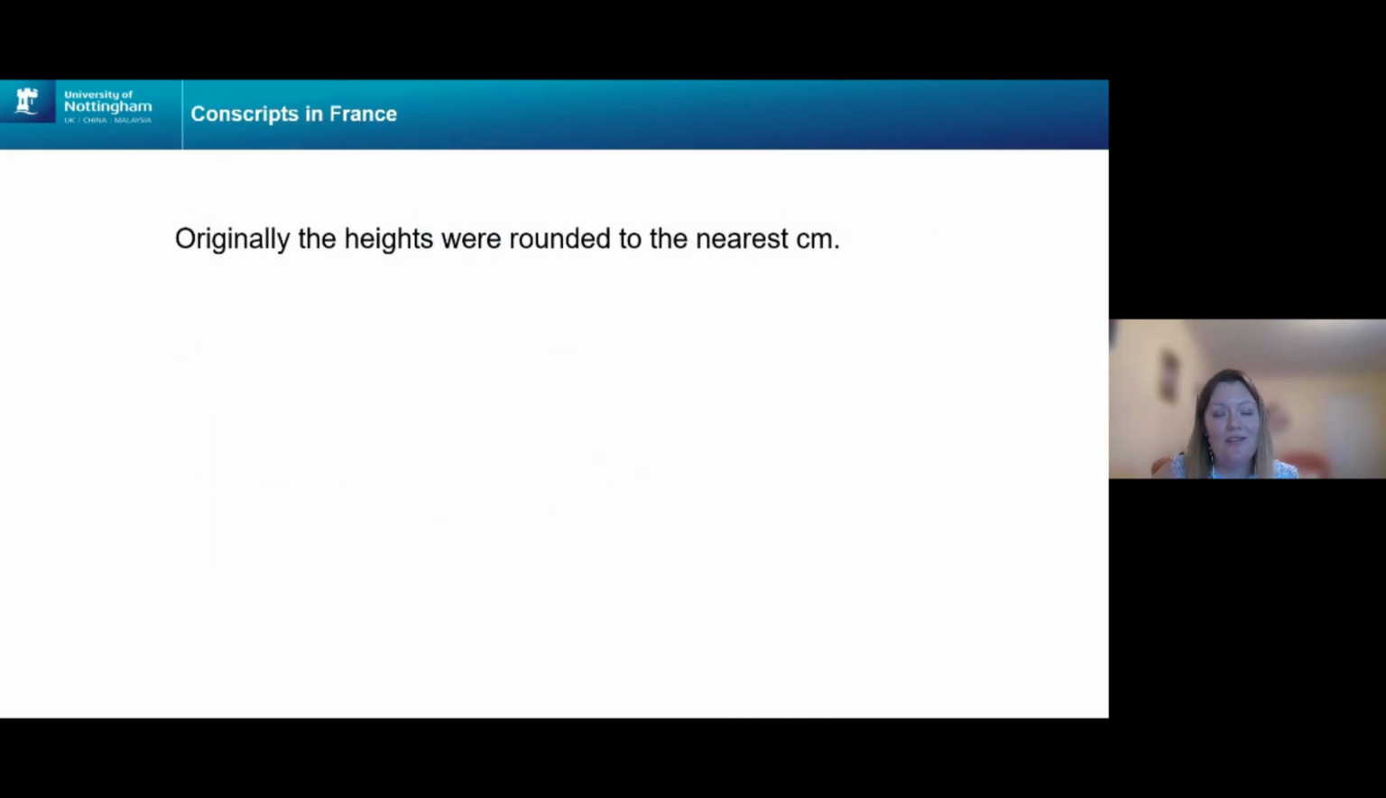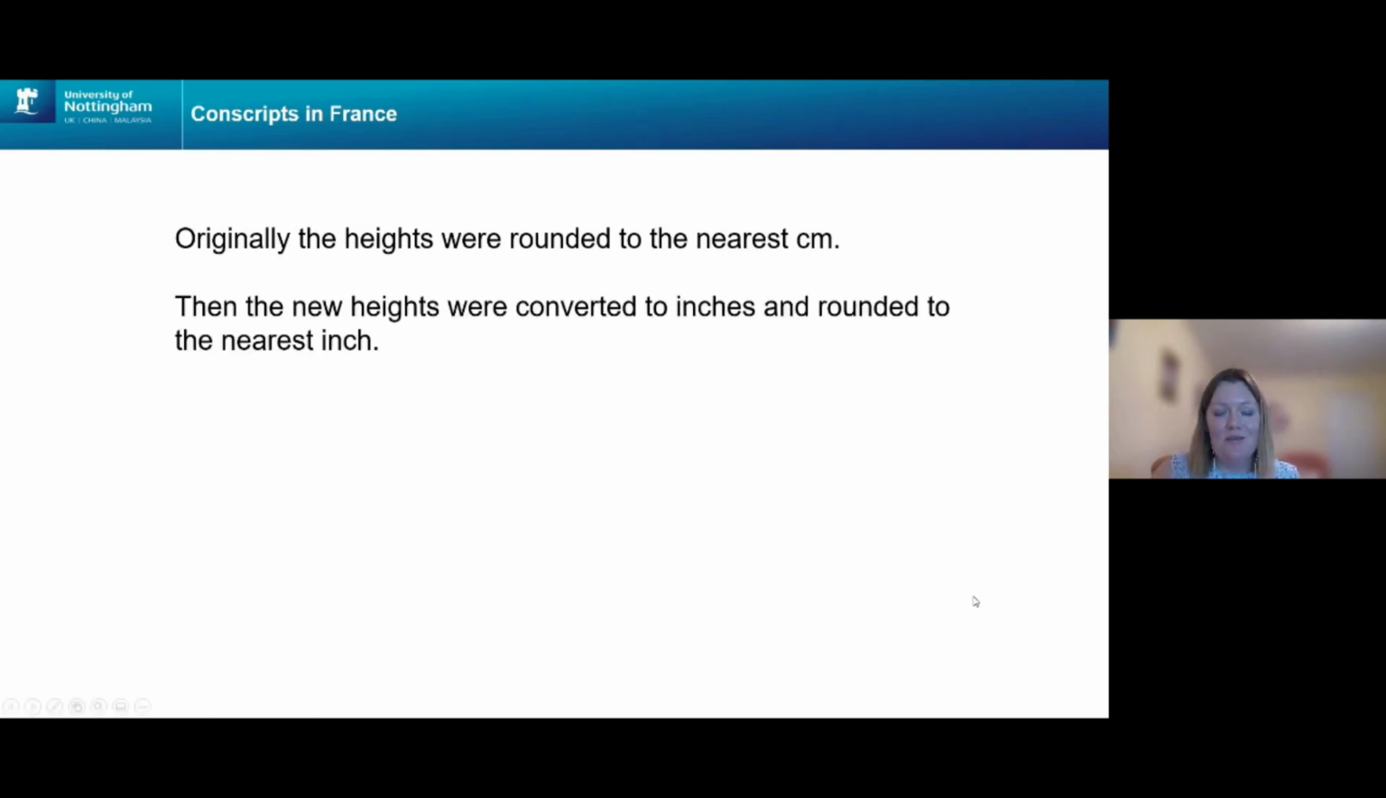So originally, when they took the heights of the conscripts, they rounded the height to the nearest centimetre. So for example, if they were 160.6 centimetres, they would round the height to 161. Then the new heights were converted to inches, and then they were rounded to the nearest inch, the new heights that they had. So we're going to simulate this on R.